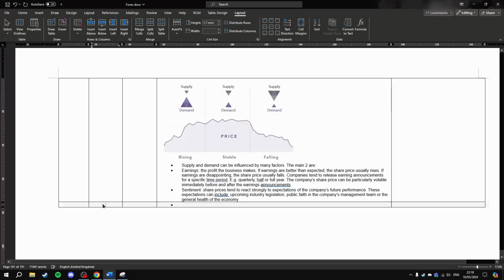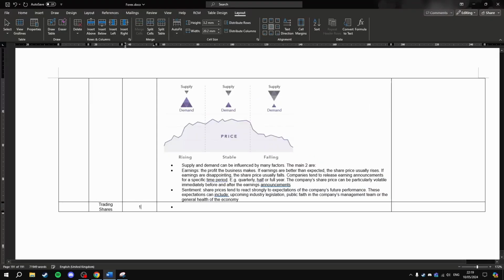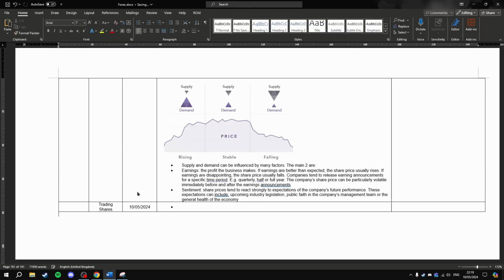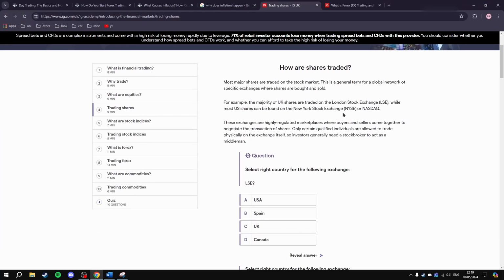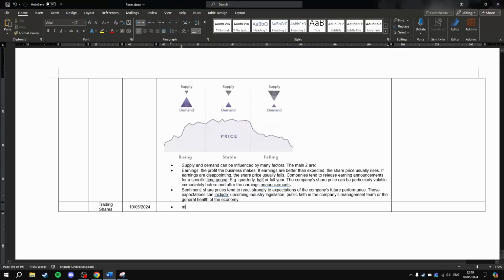Trading shares. How are shares traded? Most major shares are traded on the stock market. This is a general term for a global network of specific exchanges where shares are bought and sold.